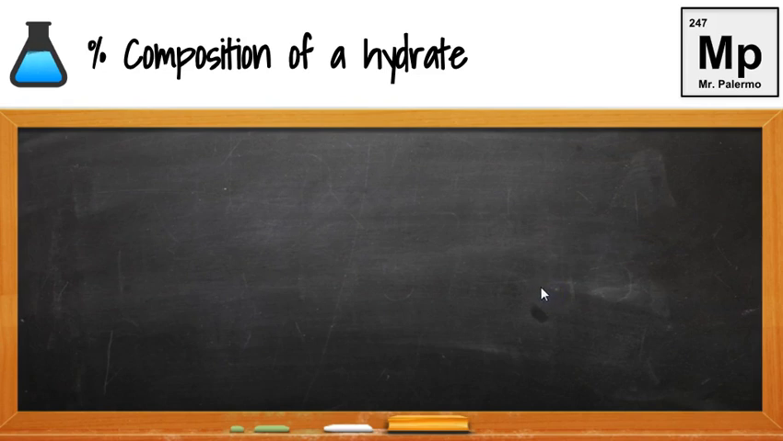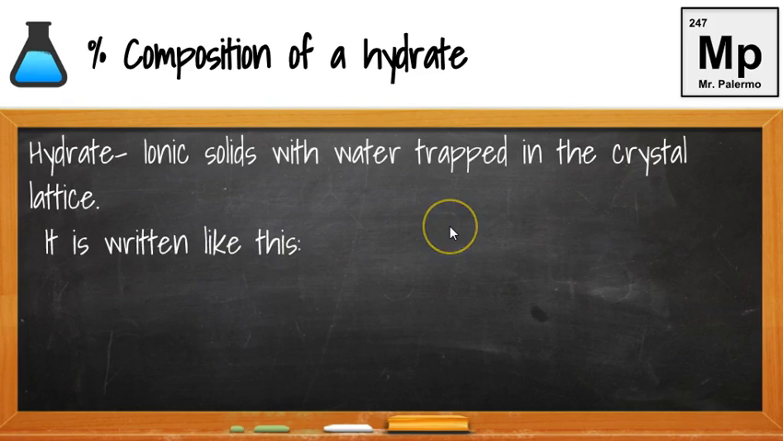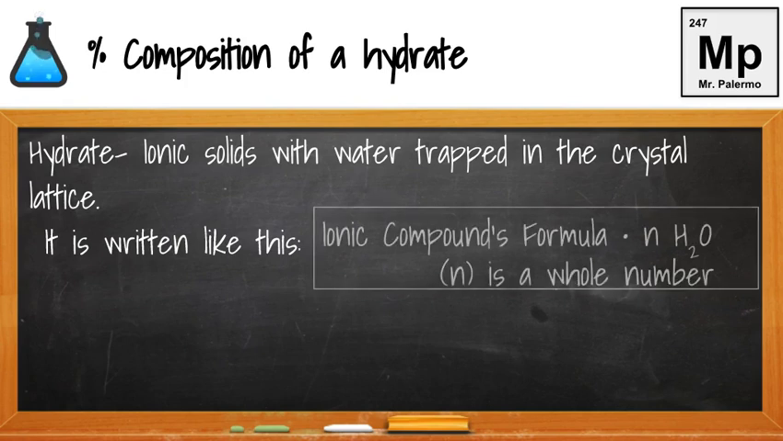The next thing you're required to do is be able to calculate the percent composition of a hydrate. When we see that word hydrate, we should think of water. So a hydrate is an ionic type substance, and we'll learn more about ionic substances in the very near future, that has water trapped in its crystal structure or crystal lattice. And when we write the formula, it looks like this.